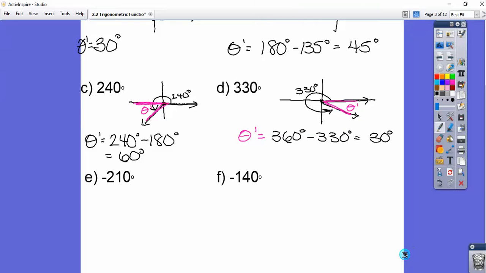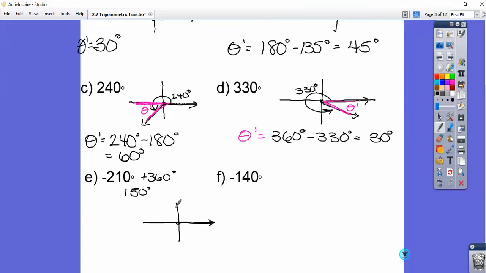Let's talk about some negative angles. If I give you negative 210, you have two options. You can either deal with the negative, realizing that just means you're spinning the opposite direction, or most people prefer to add 360 and get a positive angle. Is that what you guys want to do? Yeah. Alright, so if I just add my 360 and get the coterminal angle, that gives me 150.